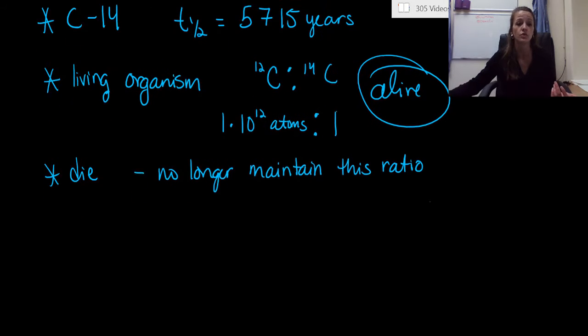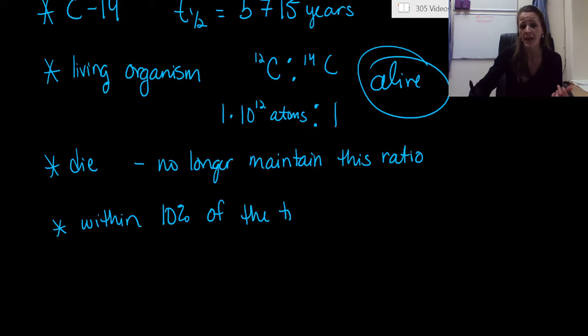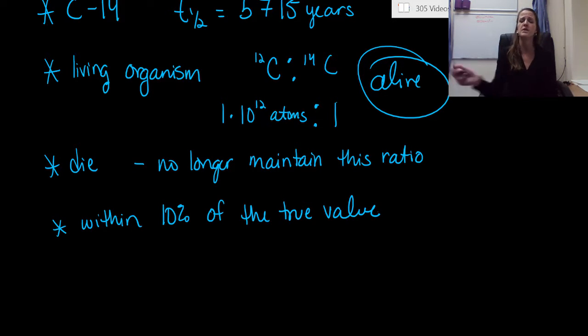Okay, so then usually we are within 10% of the true value. Okay, which is fairly accurate if you actually think about what we're calculating here. We're trying to go back millions and millions and millions of years and try to figure out exactly how old something is. And so for us to be within 10% of the true value, that's actually pretty good. It's decent, it's not great. Okay, we could definitely be better.